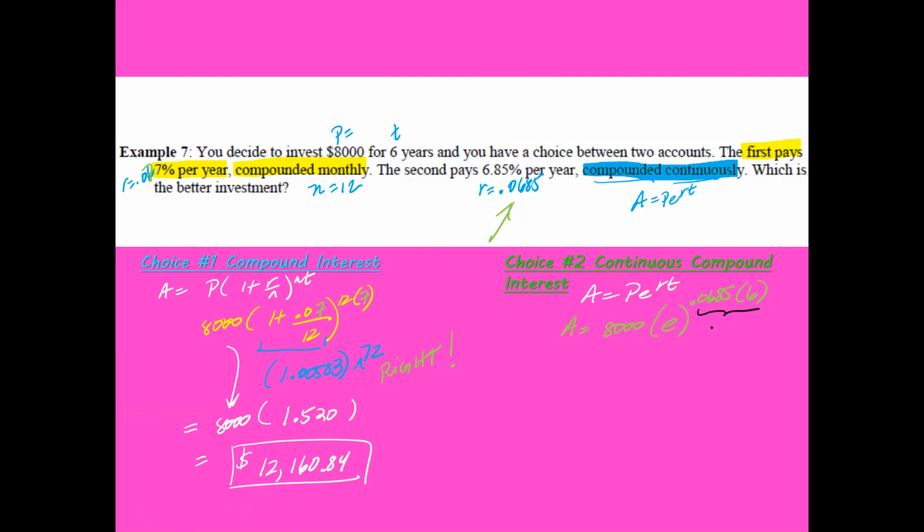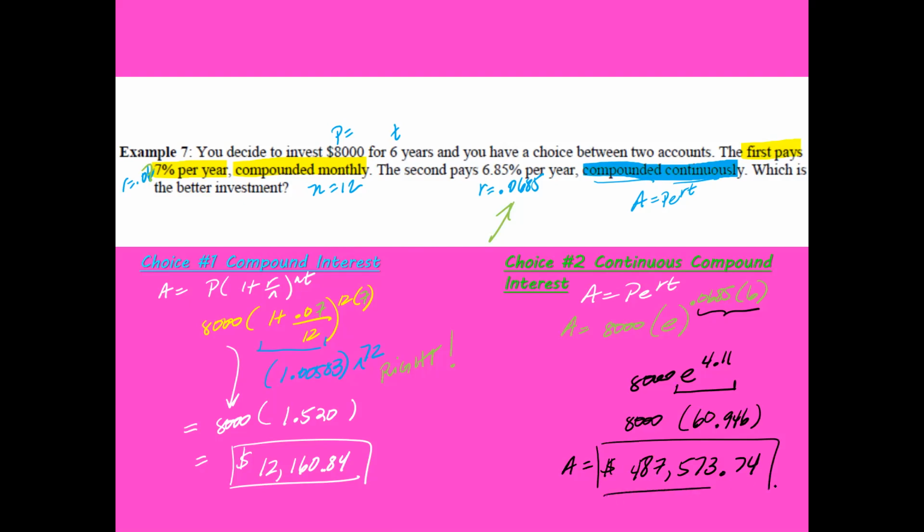Now this one you have not done yet, so just be careful with how you are manipulating this. First thing I would do is multiply that, and I know it's going to be 8,000 e to the 4.11. So take a look at your calculator, push the E button, and then type in 4.11. That's going to give you a multiplier of 60.946. Multiply that by 8,000 and in 6 years you're going to get $487,573.74. Ka-ching.